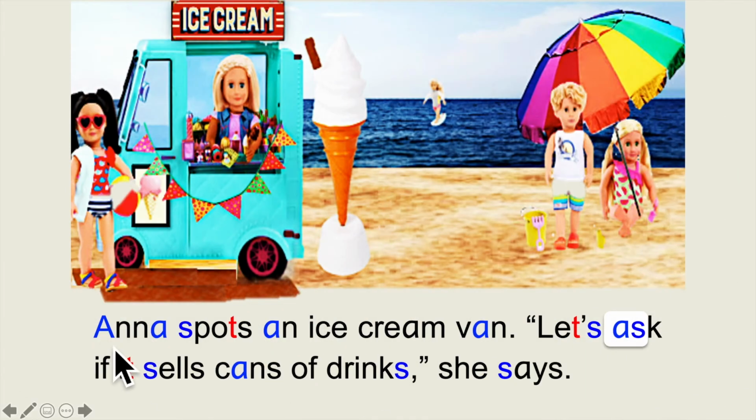I'll read it first and then we'll have a look at the blends and then you can read. Anna spots an ice cream van. Let's ask if it sells cans of drinks, she says. Can you see these strange little marks? They're called speech marks and they tell us that Anna is saying this sentence.